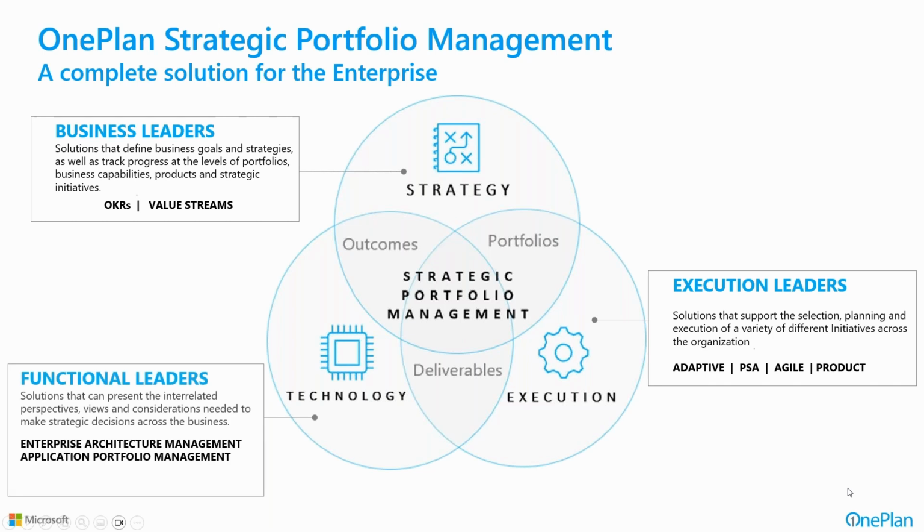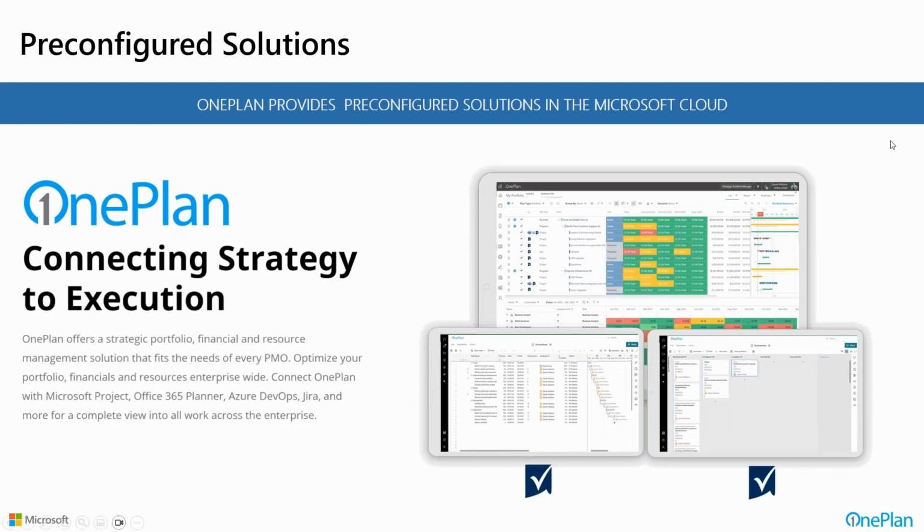And then the functional leaders that have the enterprise architecture, the application portfolio, and potentially a product portfolio or business capability portfolio that we have to address. These are things or dimensions that OnePlan is designed to handle all under one roof. So if we think about OnePlan, it's designed to connect strategy down to execution.